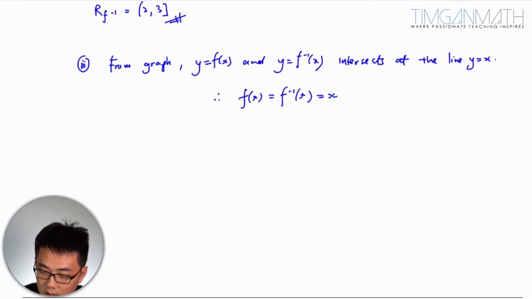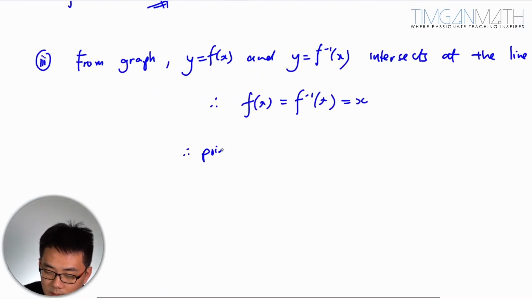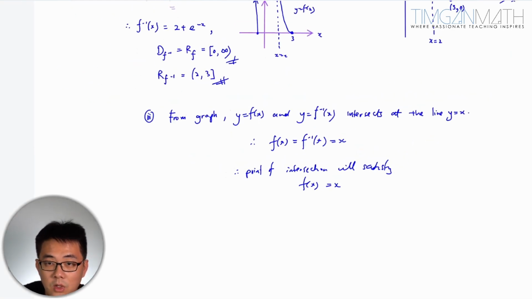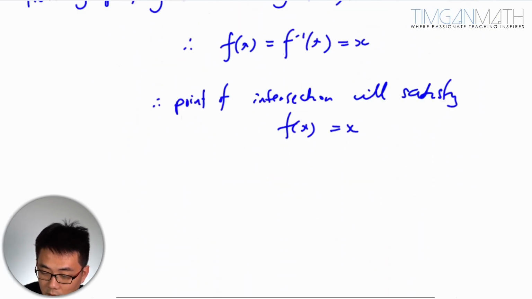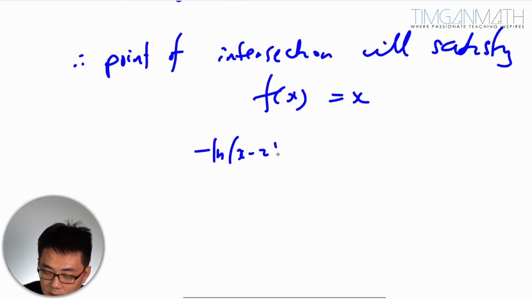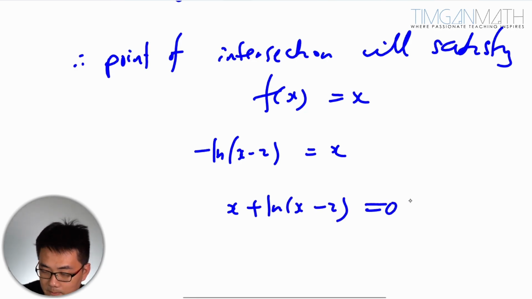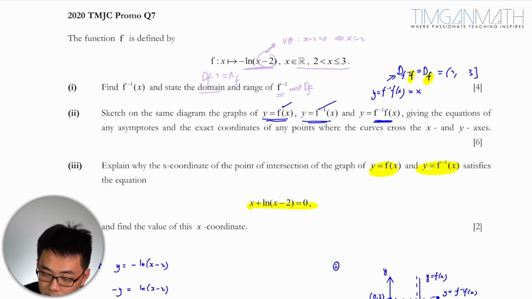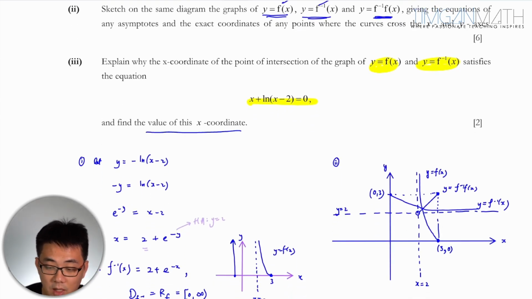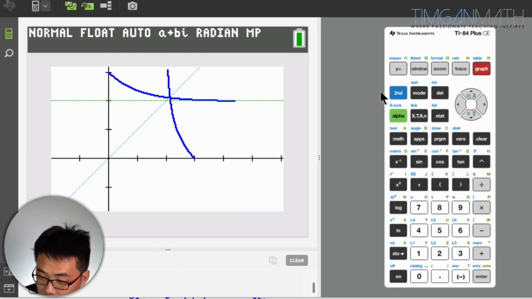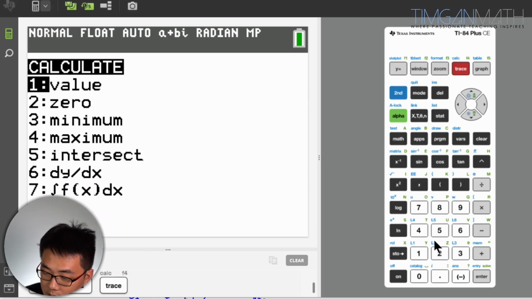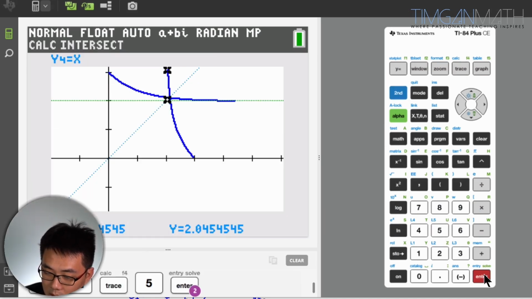So you're just going to substitute this in. Hence the point of intersection will satisfy f(x) equals x. Okay, so in this case here, f(x) is negative ln, so this is negative ln(x minus 2) equals x. So x plus ln(x minus 2) equals 0. All right, so there you go. Find the value of this x coordinate. Just use the calculator here. They didn't want exact, so just calculate intersect here and the line.